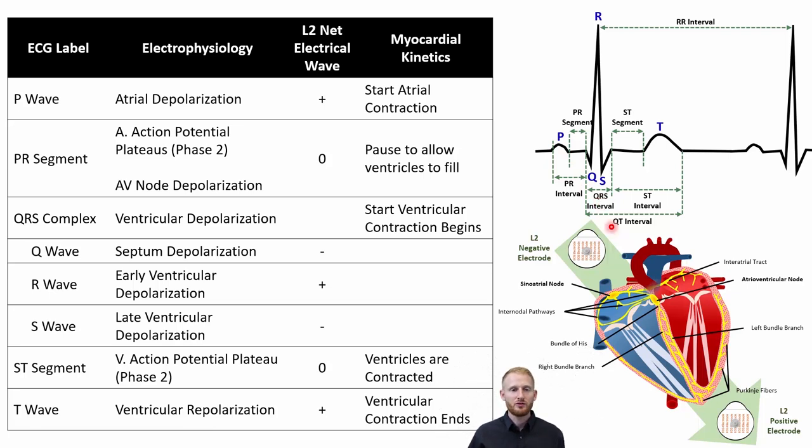So maybe you're asking yourself, why is there a Q, R, and S? Why isn't there just one wave? That's because the ventricles are very large and we have these long pathways that are essentially going to be feeding the electrical activity into the ventricles.